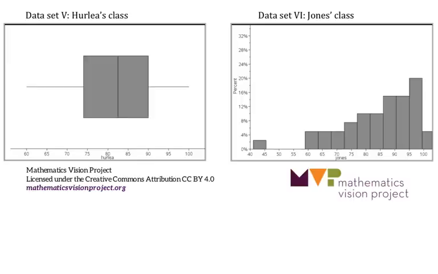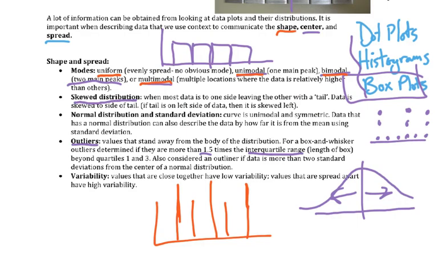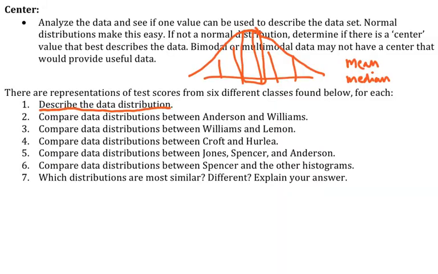So you're going to talk about, is it uniform? What modal is it? Is it skewed to the left, skewed to the right, or uniform? That normal distribution, if it's uniform, use that. Does it have any outliers? Is it high or low variability? A high variability would be numbers really spread out, whereas a low variability would be numbers really close together. And kind of compare, does it have a higher or lower mean or median? That's kind of what we're looking at here.